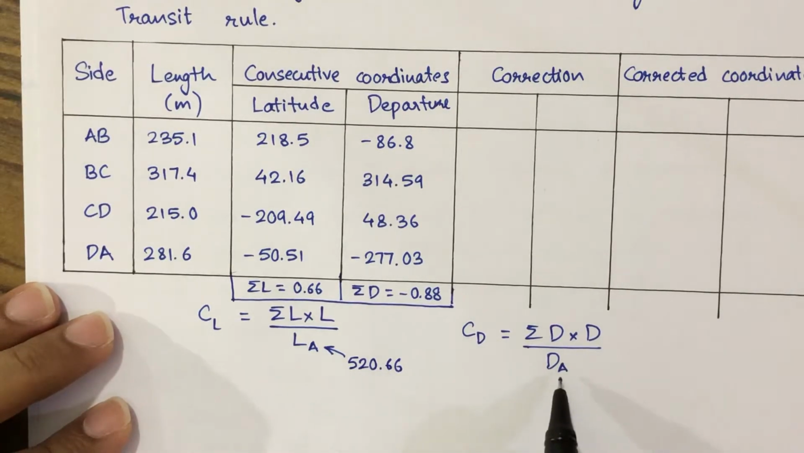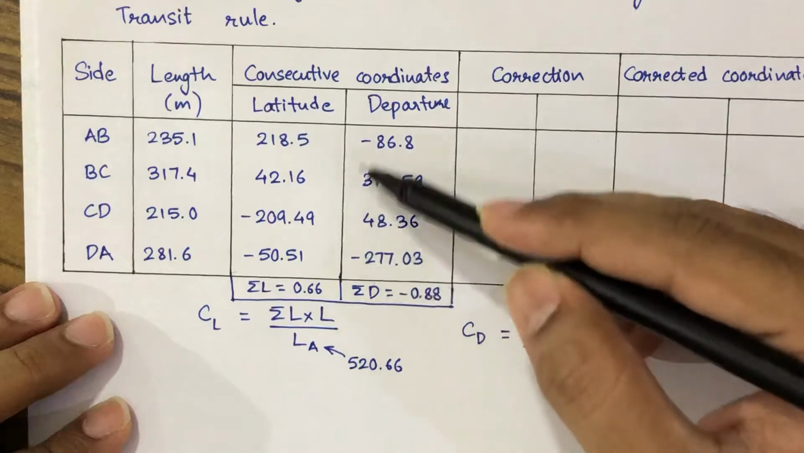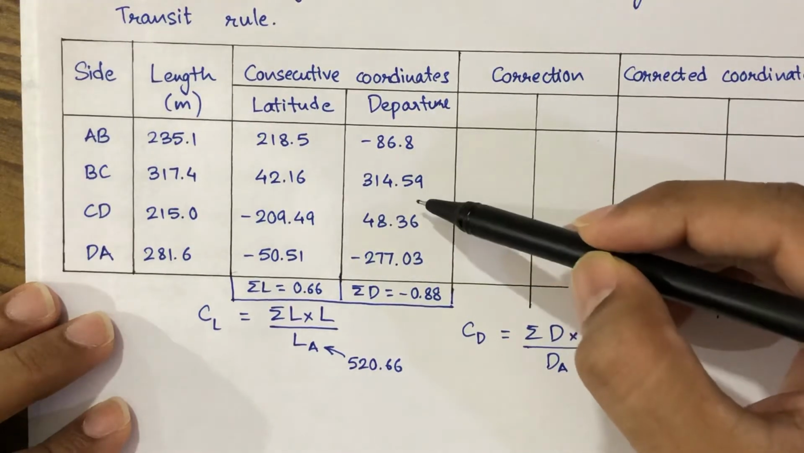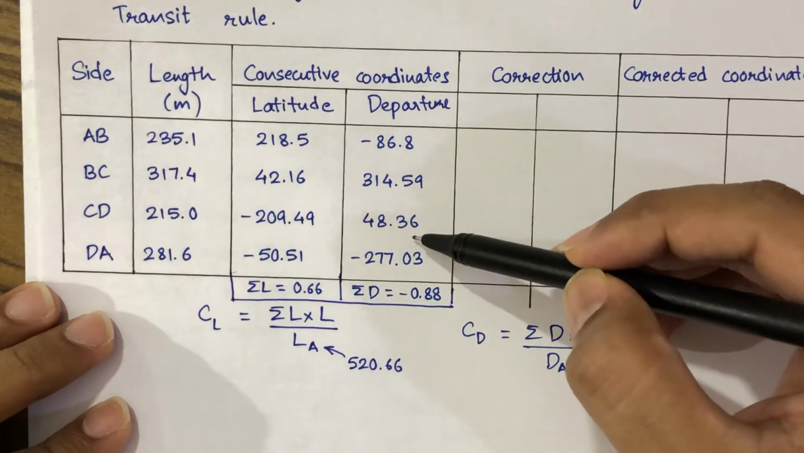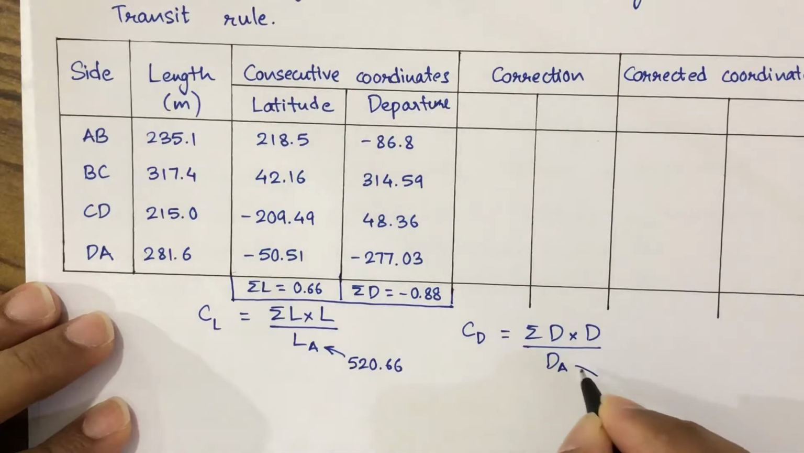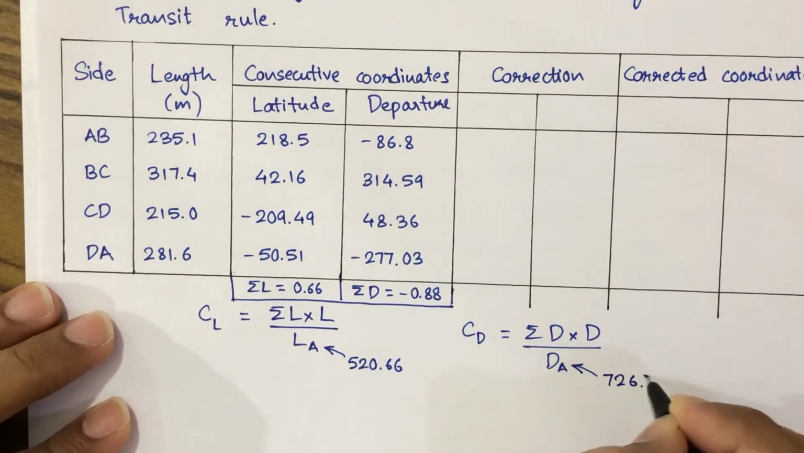Similarly, we need to calculate the arithmetical sum of departures as well. Again we need not consider the minus sign over here. So that will be 86.8 plus 314.59 plus 48.36 plus 277.03. This value comes out to 726.78.